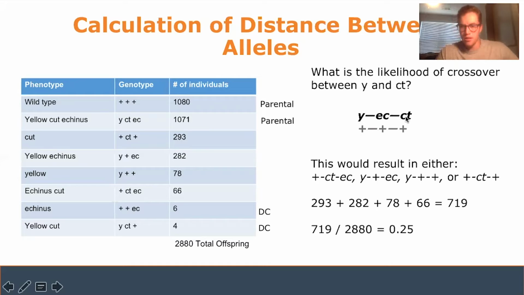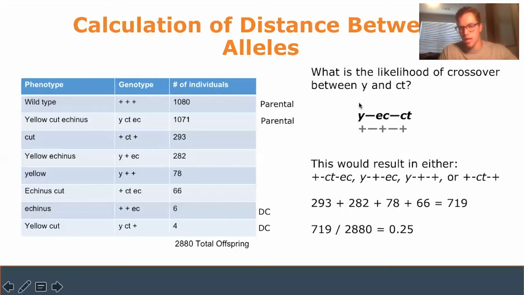So you've got to think about how this can happen. If crossover can happen between Y and CT, it can happen here, or it can happen here. If crossover were to happen here, that would result in Y plus plus, which we have right here, and plus echinus CT, which is right here. Remember, I switched the order just to make it match the table. Then it could also happen right here, so we could have yellow body, echinus eyes, wild type, or wild type, cut wings. Right here we have wild type, cut wings, and yellow body, echinus eyes, wild type. So those are the 4 resulting genotypes when crossover happens.